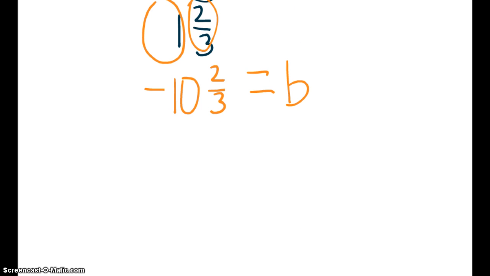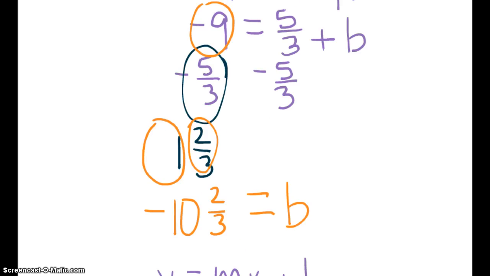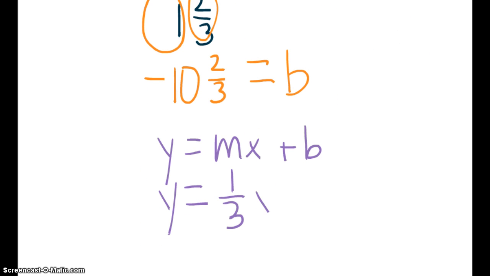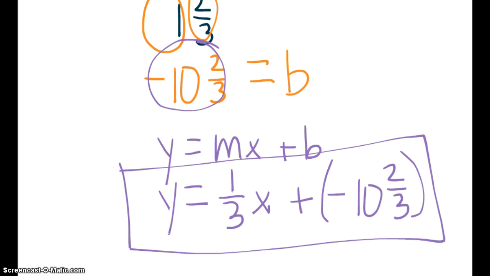So then now I need to write it back as y equals mx plus b form. So I'm going to say y equals, what was my slope? It was 1/3 x plus, here's my b, -10 and 2/3. So that's my final equation for the line. Pause, rewind as much as needed, and we'll discuss any questions that you have in class.